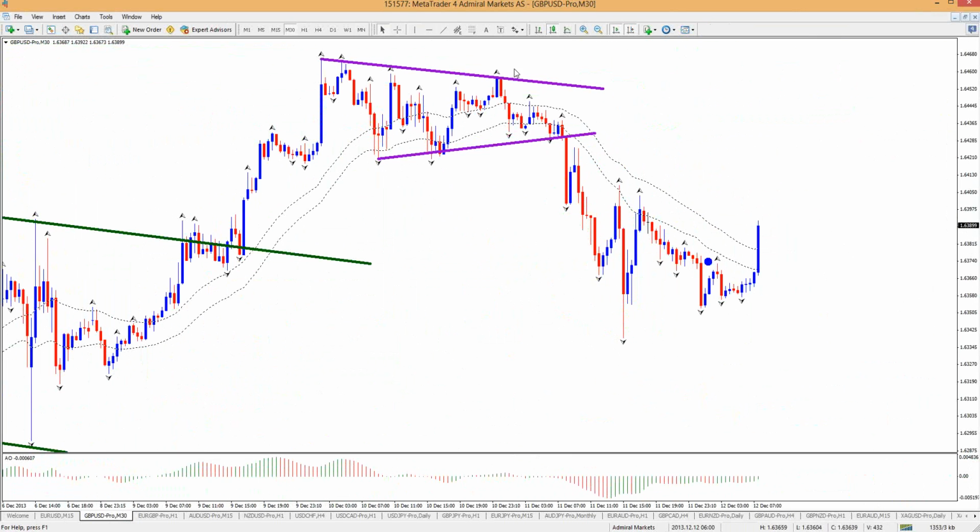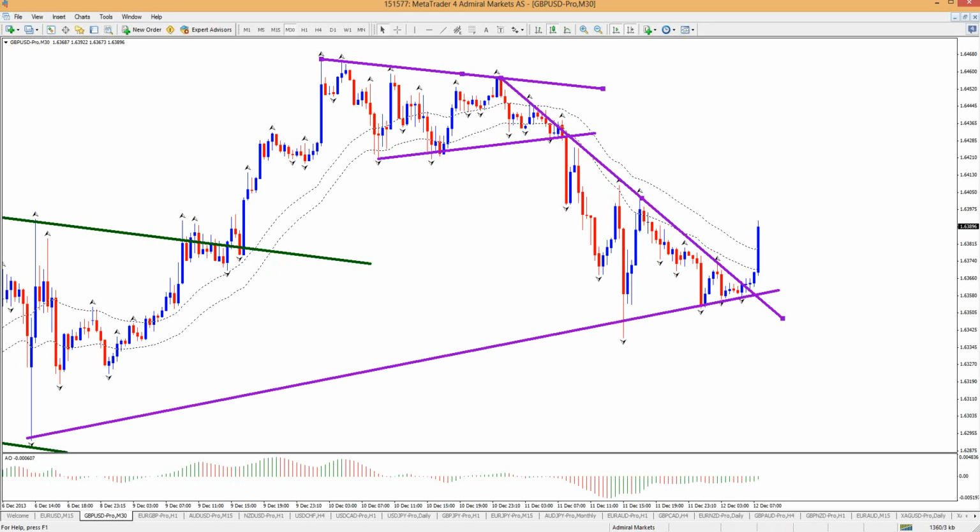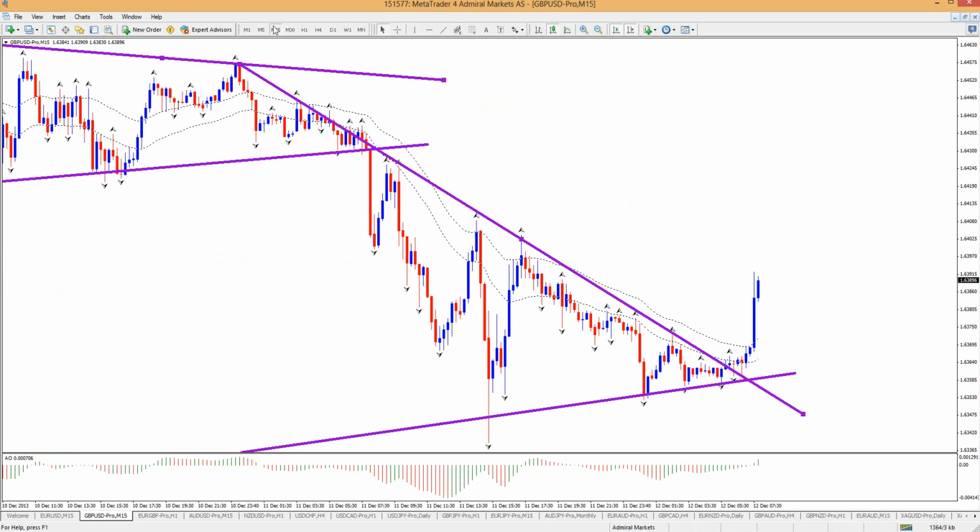Now, as you can see, we are breaking back up. We're breaking out of this downside correction. And we broke the triangle here to the upside with a lot of impulse. So today could be an up day on the pound, and there seems to be more space on the pound than euro. So the pound long could be more interesting today.